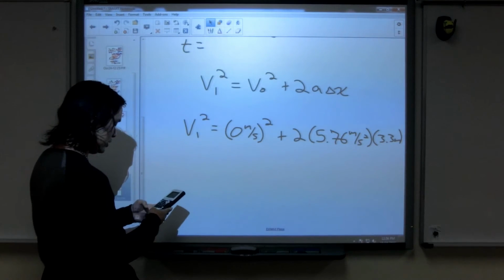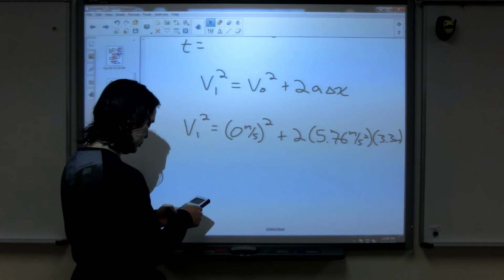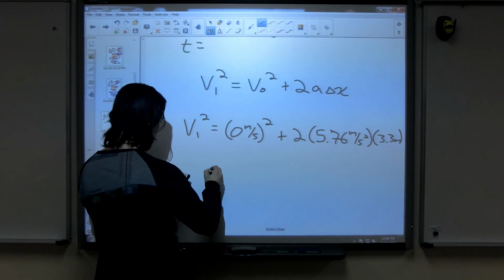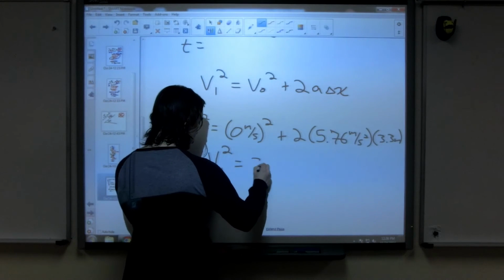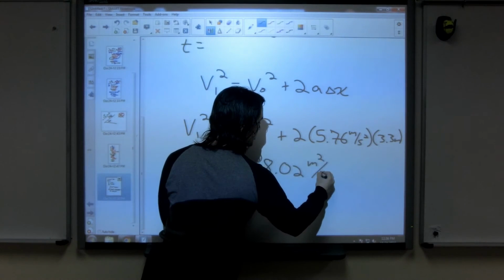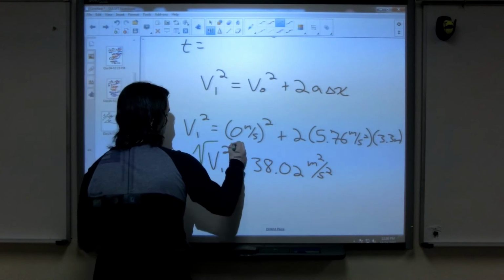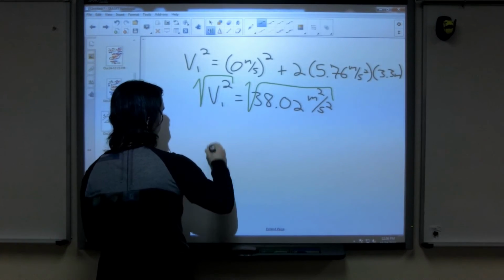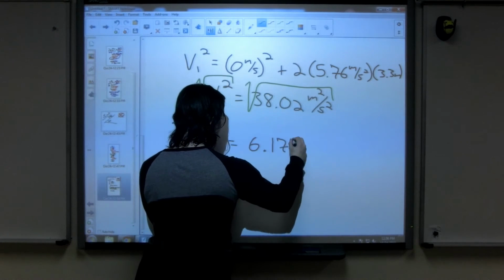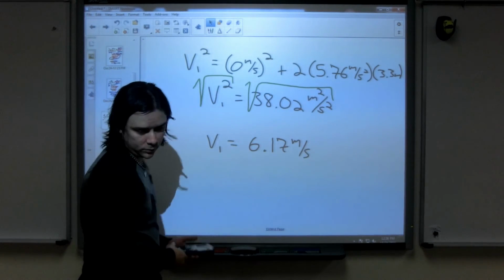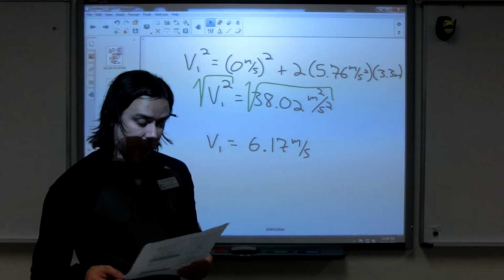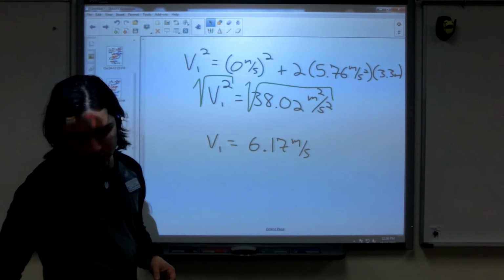That guy has a whole lot of zeros, so 3.3 times 5.76, helps if I put this into my calculator properly, times 2, I end up with the following. V final squared equals 38.02 meters squared per second squared. But I want the final velocity, so I need to take the square root. V final equals 6.17 meters per second. Let's double check the answer that they have for us. 6.17 meters per second is the correct answer.